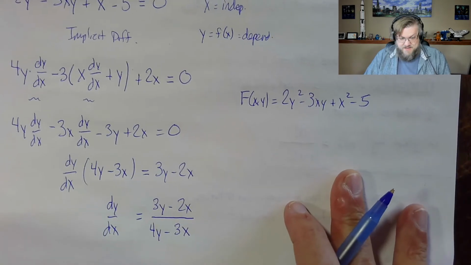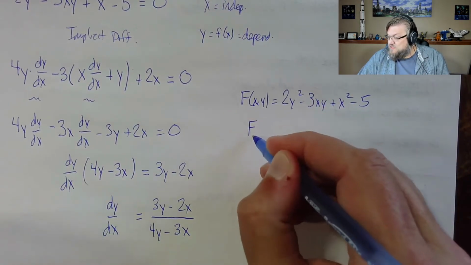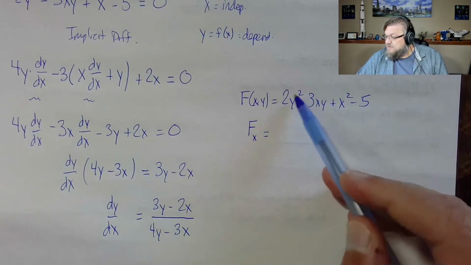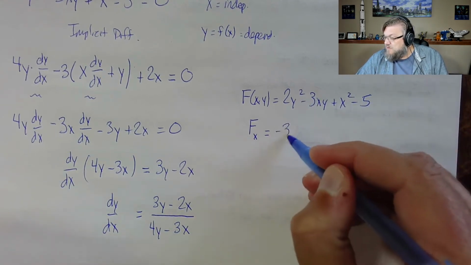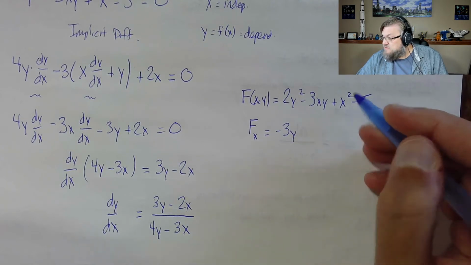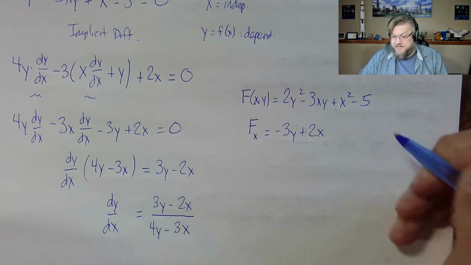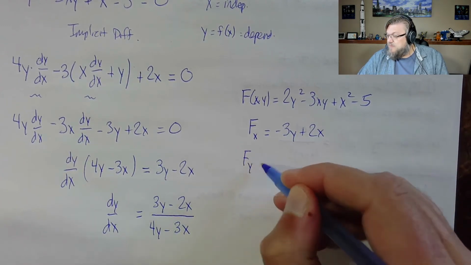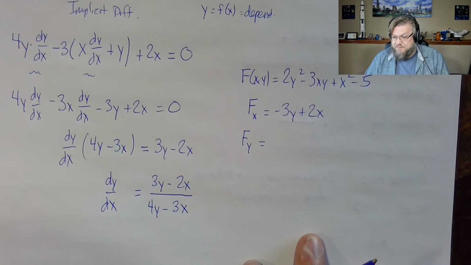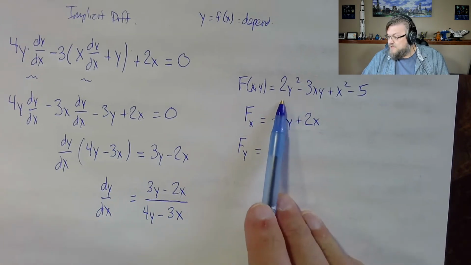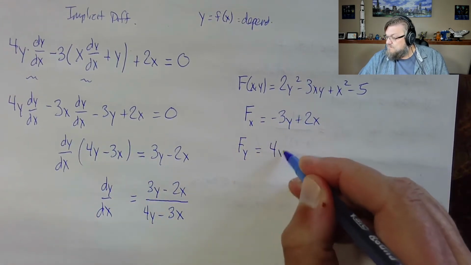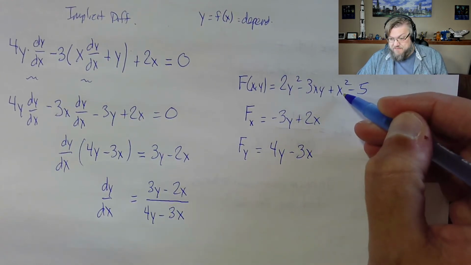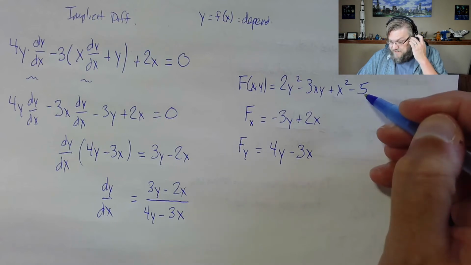And now I want to point out here, what if I took the partial derivative of this function with respect to x? Well, you notice that this is 0. This would end up being negative 3y. This would end up being 2x. And the derivative of negative 5 is 0. Right? And what if I took the partial with respect to y? I would get 4y minus 3x. X squared derivative with respect to y is 0. And minus 5 derivative is 0.